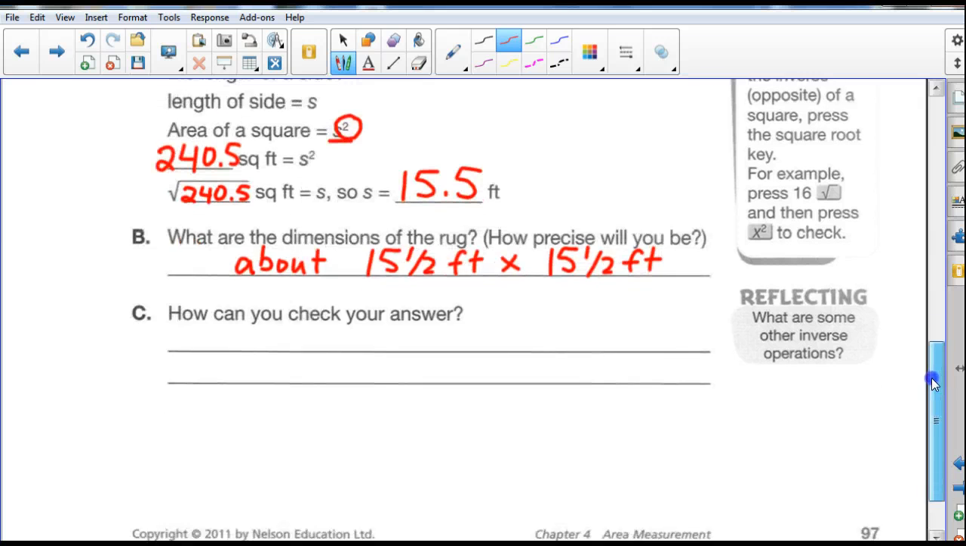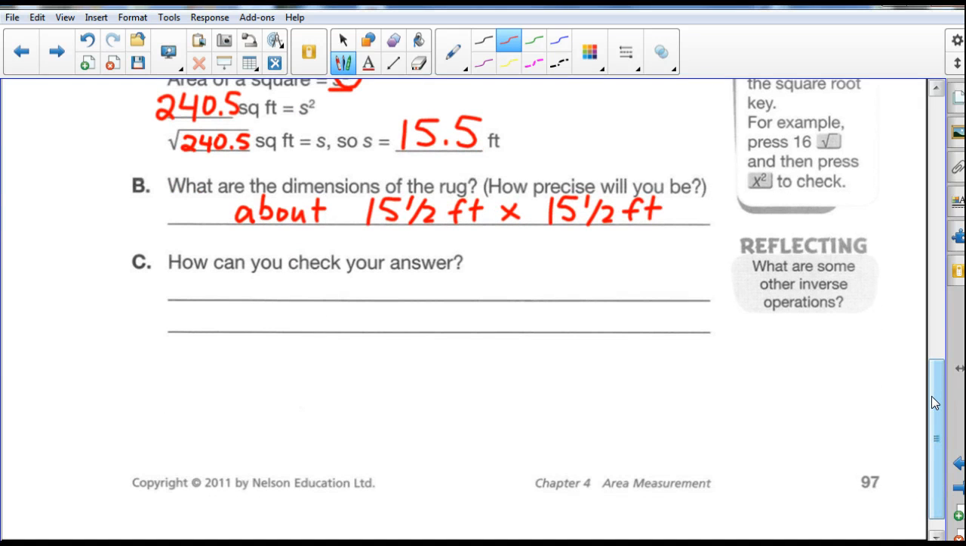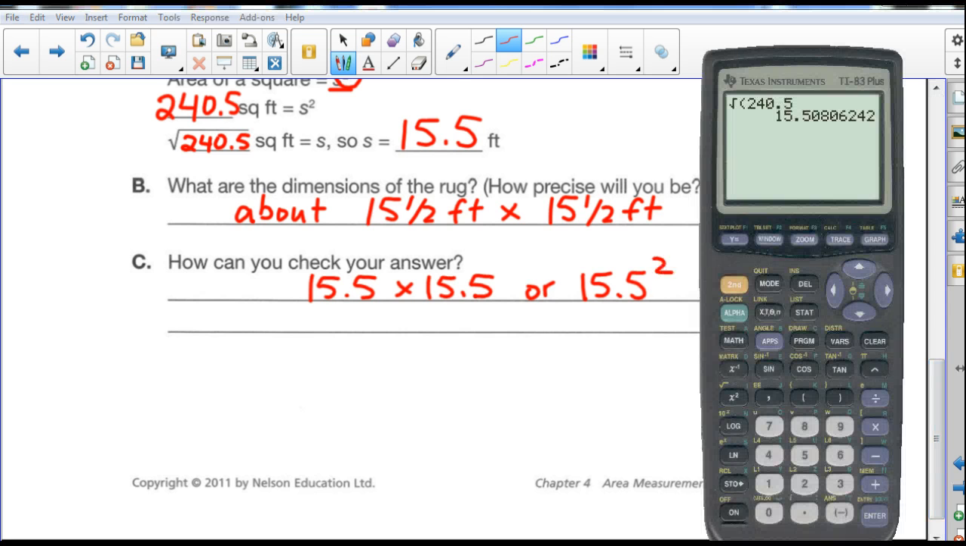Fills a big room. How can you check your answer? Well, you just take 15.5 and you square it, multiplying it again by 15.5. Okay, and that way we can check our answer. So let's just take 15.5 and let's square it and see how close we get to 240.5. 240.25, so we're really close. Okay, so that's how you can check your answer.